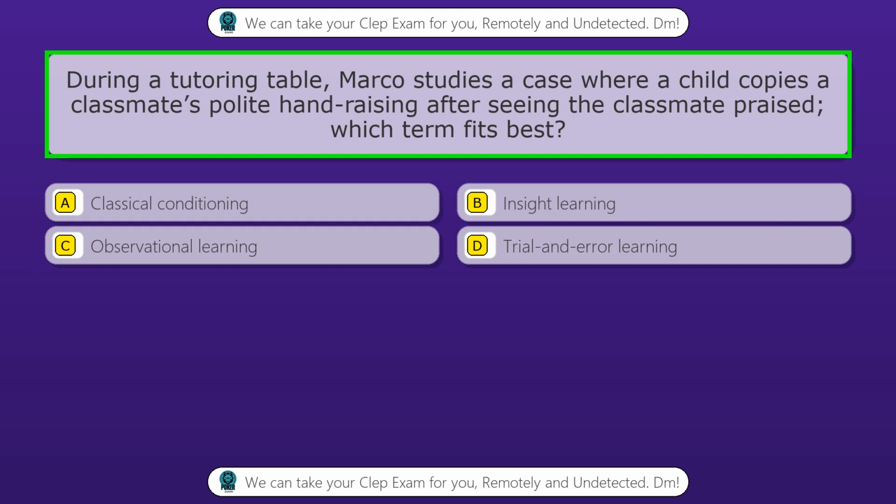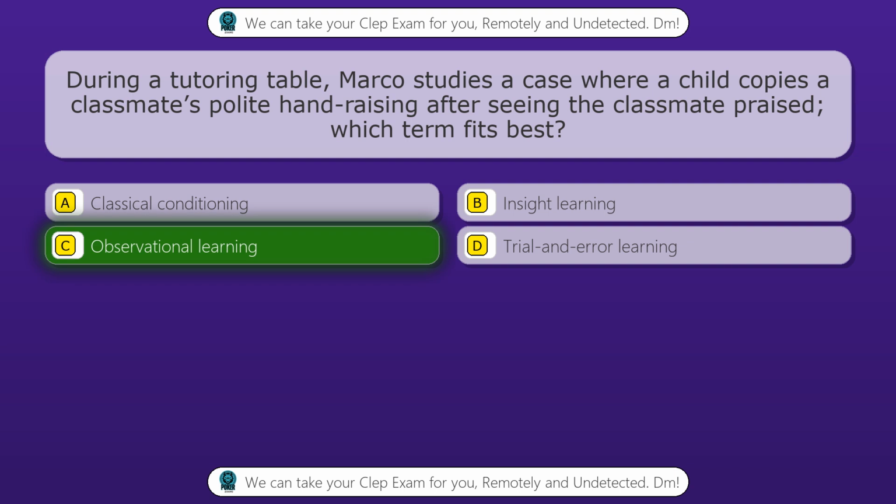Question 9. During a tutoring table, Marco studies a case where a child copies a classmate's polite hand-raising after seeing the classmate praised. Which term fits best? Option A, classical conditioning. Option B, insight learning. Option C, observational learning. Option D, trial and error learning. The correct answer is option C, observational learning.